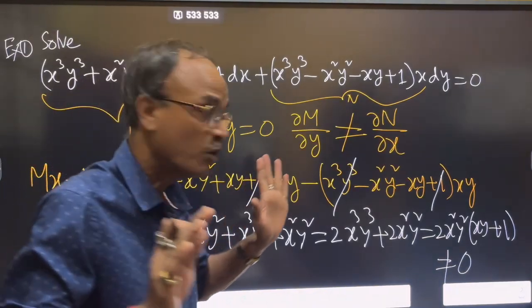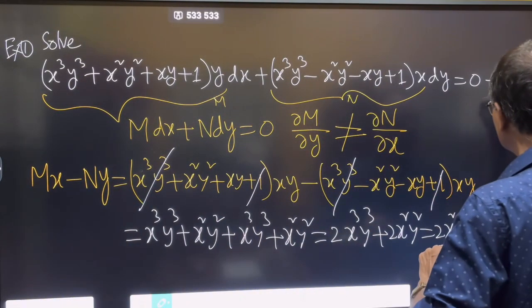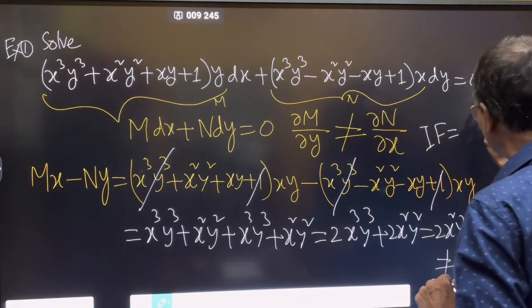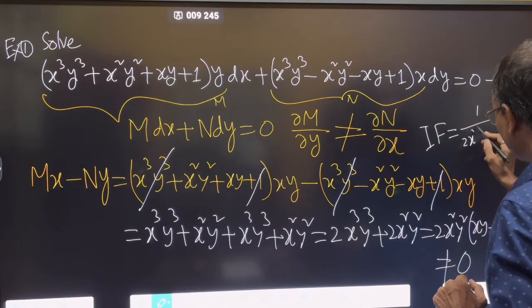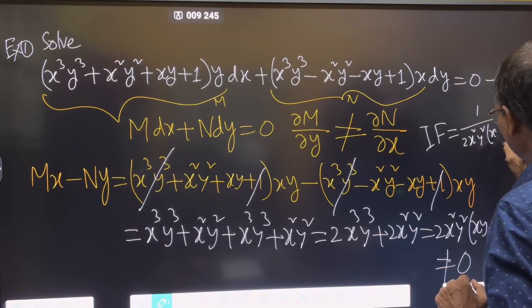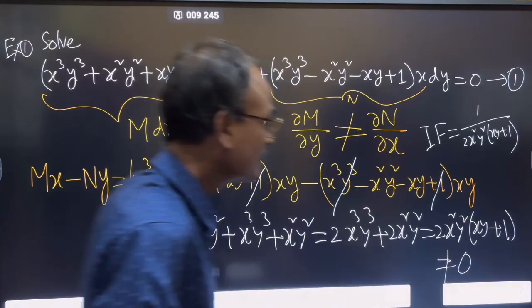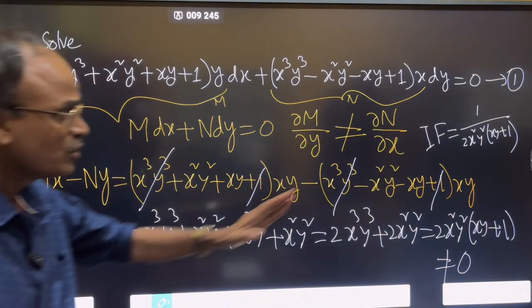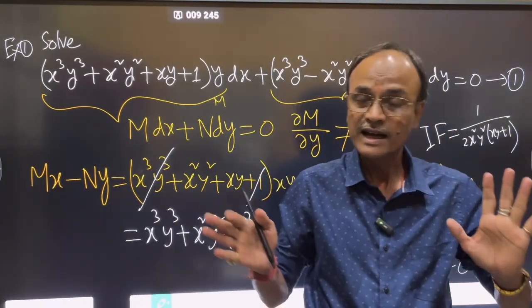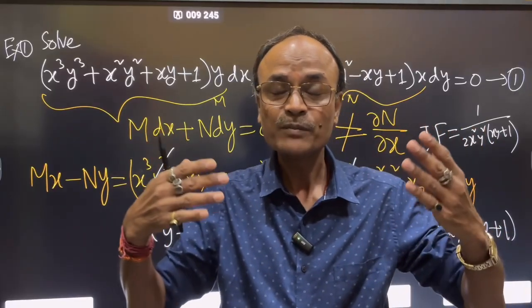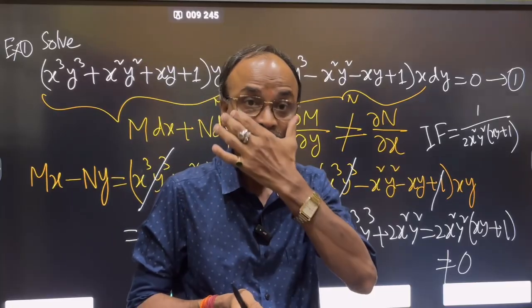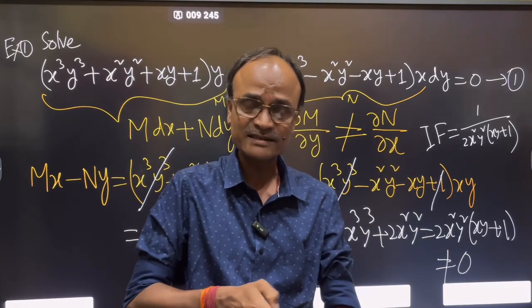Therefore, suppose this differential equation is 1. For 1, what is the integrating factor? 1 by twice x square y square into (xy plus 1). The integrating factor will be equal to this. Now see, if you multiply the differential equation by the integrating factor, then the differential equation becomes exact.